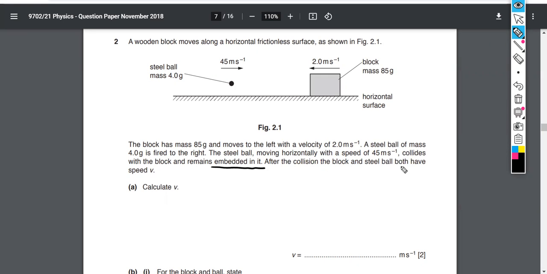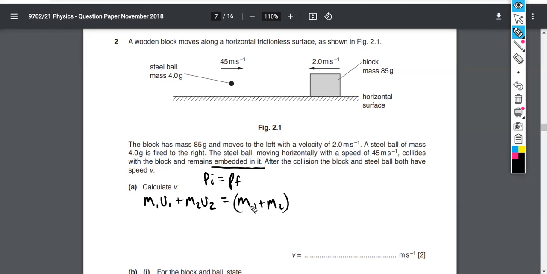After the collision, the block and steel ball both have speed v, right? They're one new object. So when we use momentum conservation to calculate v, we say the initial momentum is equal to the final momentum. The initial momentum is mass 1 times its initial velocity. In general, the sum of the individual momenta of all the particles or objects is equal to the initial momentum. This is a general form of this equation. We need to make this momentum negative relative to this one because the velocity here is actually negative. So we'll see what that looks like here.